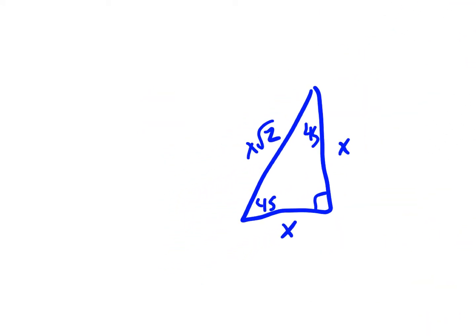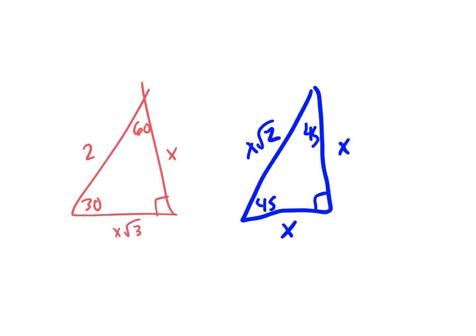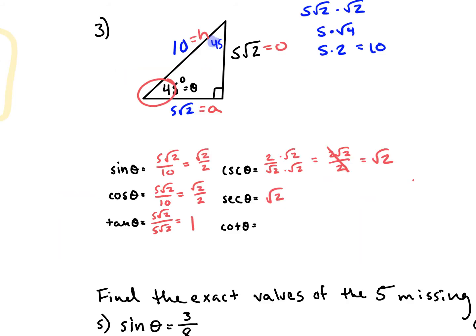So here's our 45, 45, 90, and the other one is our 30, 60, 90. In the 30, 60, 90, opposite of the 30 is x, opposite of the 60 is x square root 3, and opposite of the 90 is 2 times x. So you have to know your special right triangles for the quiz. And then lastly, our cotangent would also be 1.